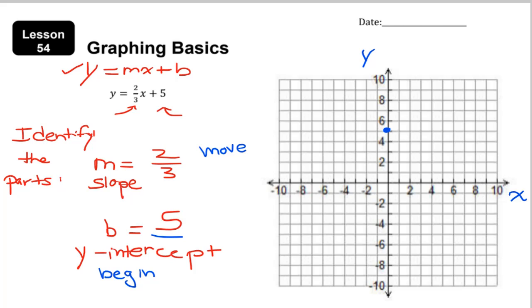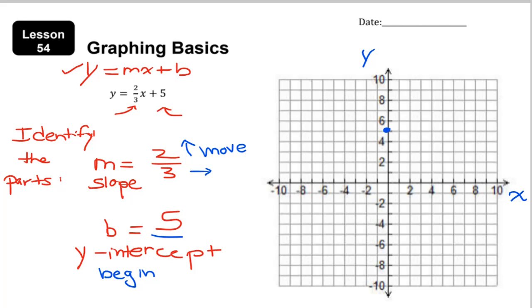Our numerator number is going to be in the y direction. So it's either going to be up or down, depending on the number. This is +2, so it's going to be moving up. And then our denominator is going to tell us if we're going to be moving left or right. In this case, because it's positive, notice our positive numbers go to the right. So watch how I'm going to move.